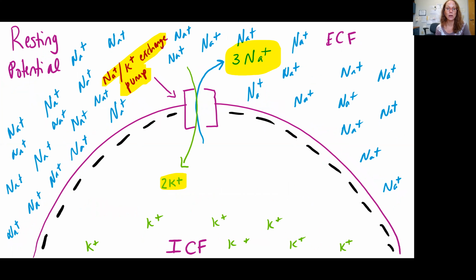Here we see our sodium-potassium exchange pump re-establishing our resting membrane potential. So we're taking our cell back to negative 70 millivolts. And that's it for now.